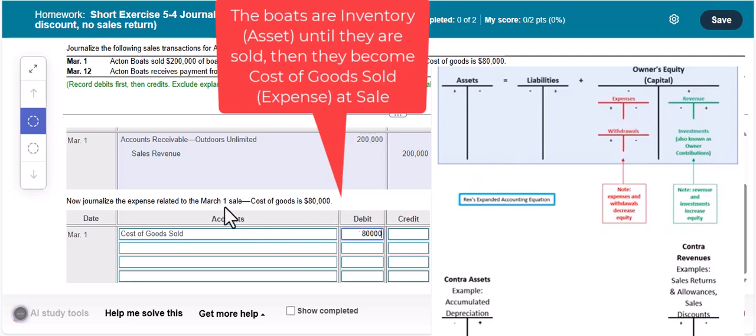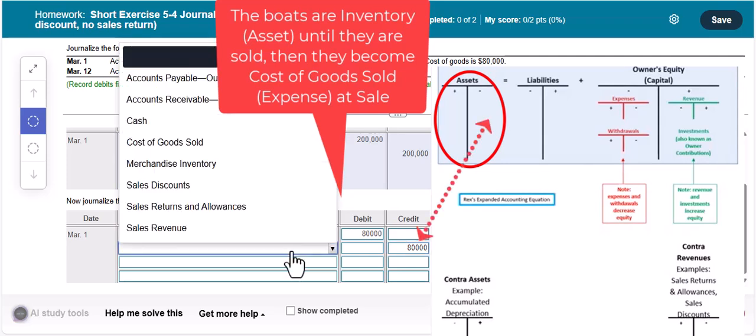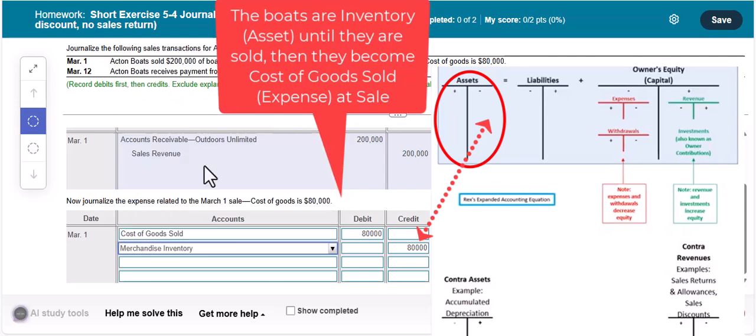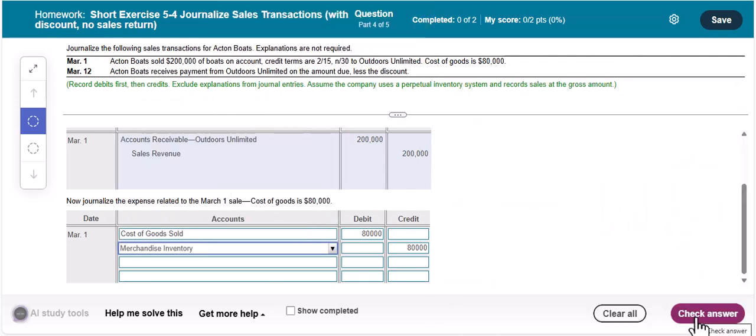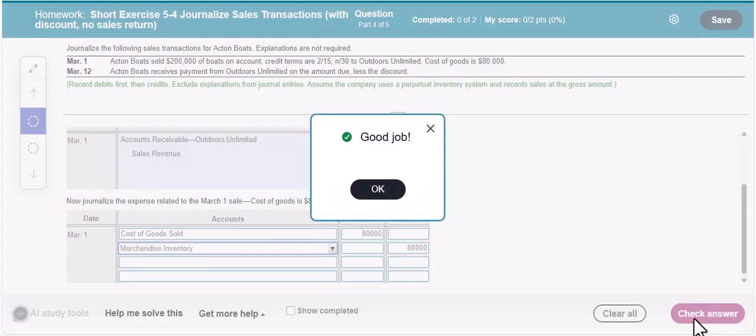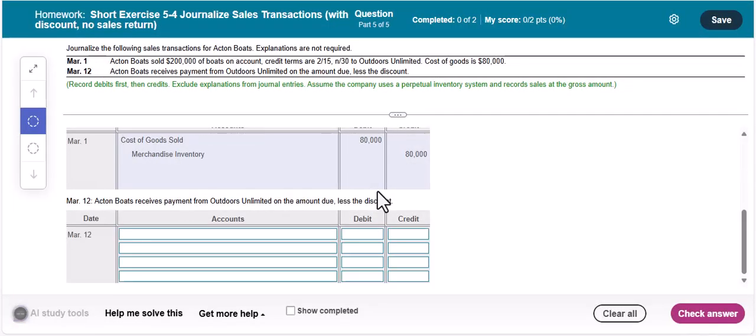So this is the cost of the boats to us that we are then expensing here. So then next up, what will be our credit for that $80,000? Well, we are getting rid of some inventory. So that is going to be a credit to decrease our merchandise inventory, our boats. Let's go ahead and check our answer. Good job.